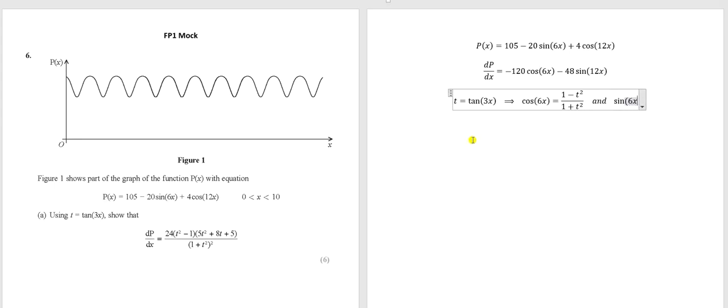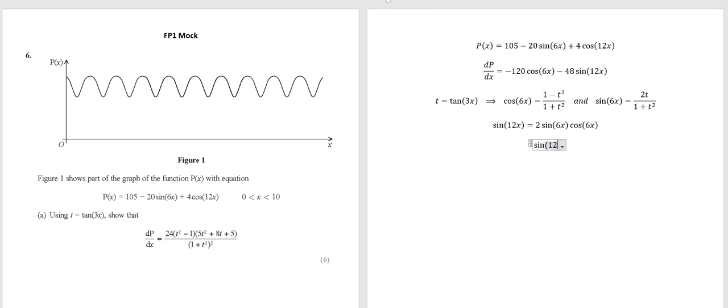And while we're here, I'm also going to work out sine 6x. That's going to be 2t over 1 plus t squared. The reason that's helpful is because what we really need next is sine 12x. And we generate that using the double angle formula. So 2 lots of sine 6x cos 6x. That means we're going to need to make use of the two formulae we've just constructed. So one of them is 2t over 1 plus t squared, and the other one is 1 minus t squared over 1 plus t squared.